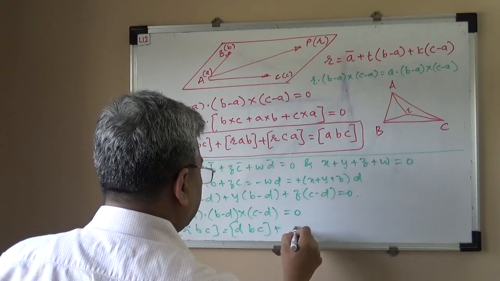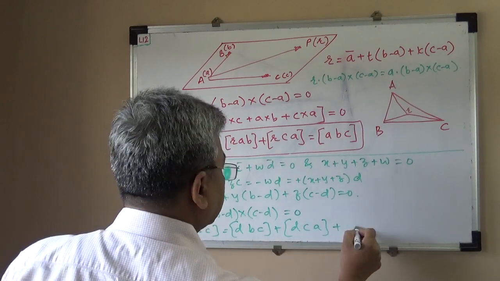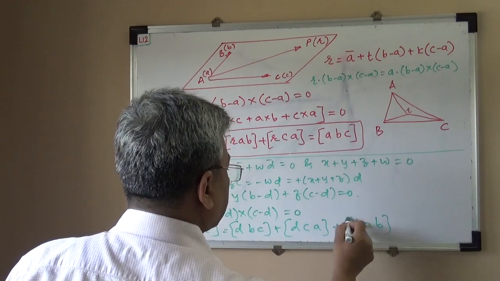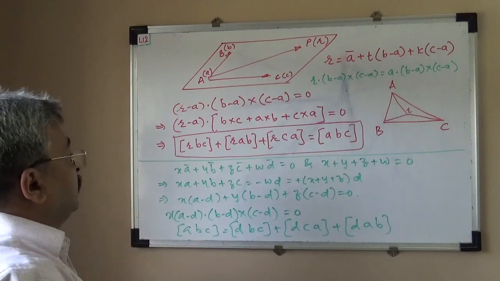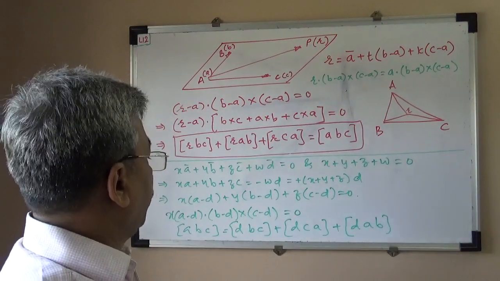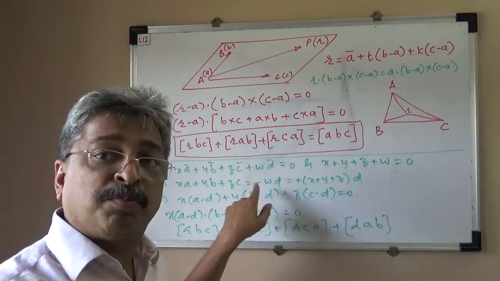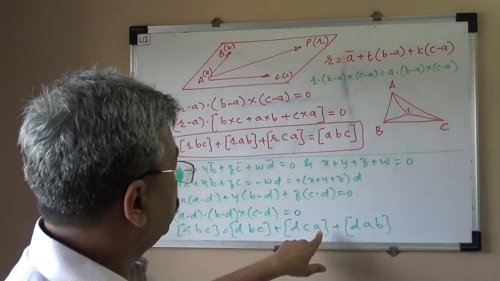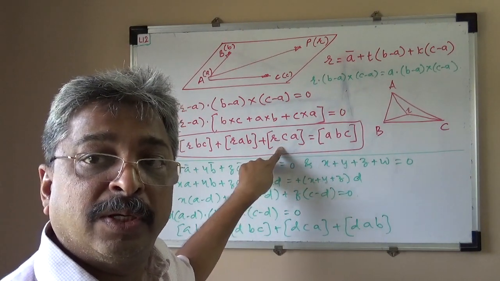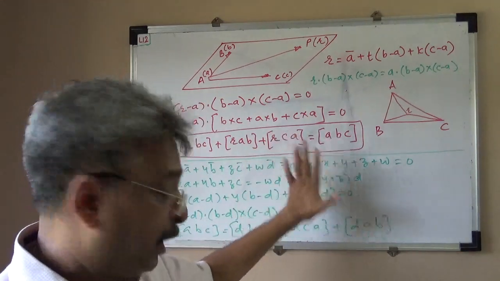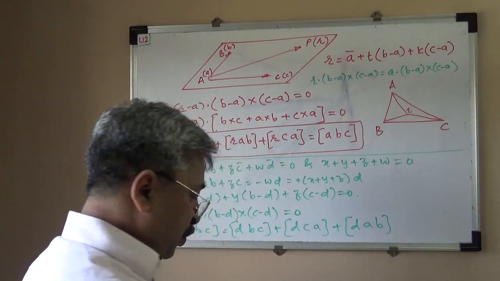plus [DCA] plus [DAB]. I mean, there is a similarity in these two. So D is a point which is becoming coplanar with this. So the condition for coplanarity of 4 points and the equation of a plane using scalar triple product also go hand in hand. That is what we have proved now.